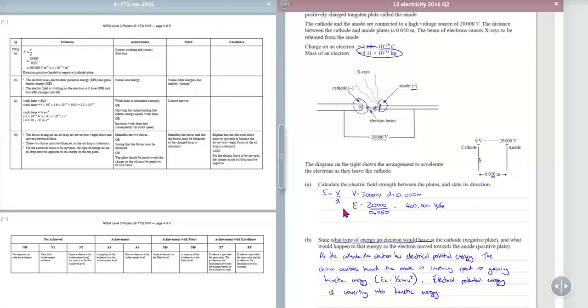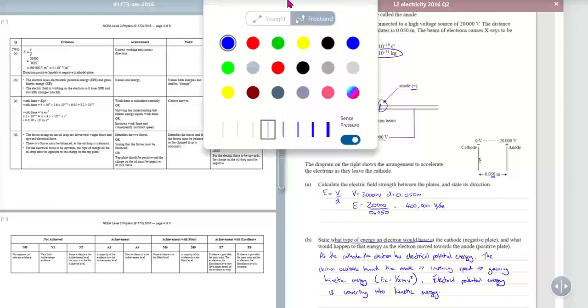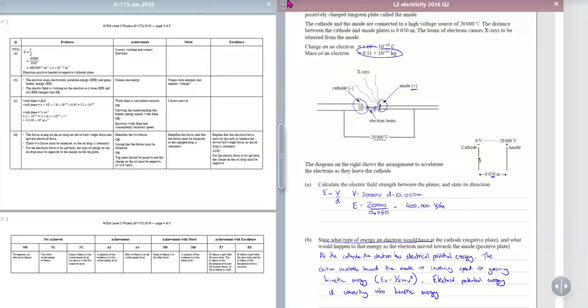So for part A, it's only an achieved, no matter what you do to it. You can do no better than that. 400,000 volts per meter. Ooh, you're supposed to provide the direction and state its direction. So I didn't do that. Interesting. From the cathode to the anode.